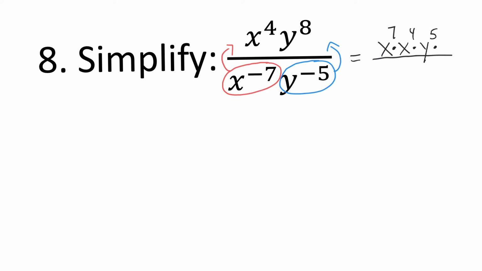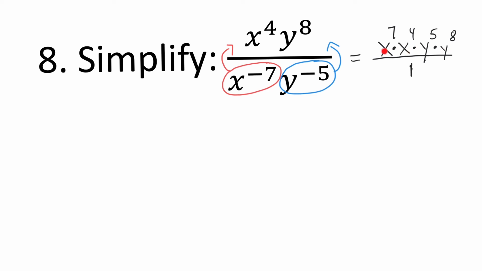And I'm going to multiply by y to the 8th power. So everything on the bottom went to the top. Mathematically, when everything goes to the top, there's a 1 on the bottom, but we don't need it. But let's go ahead and look at the top of the fraction.